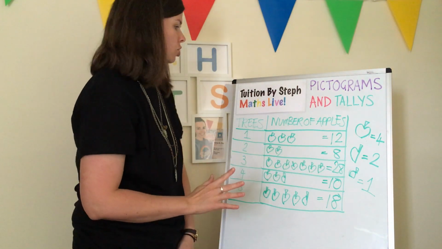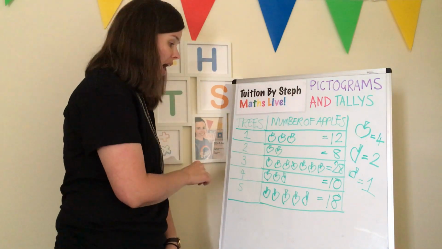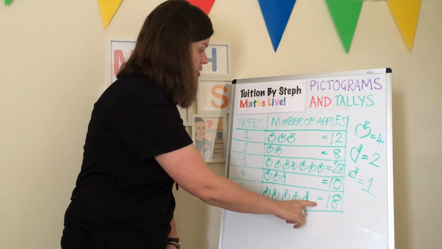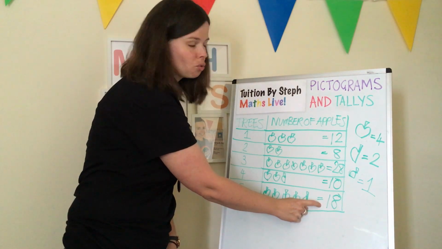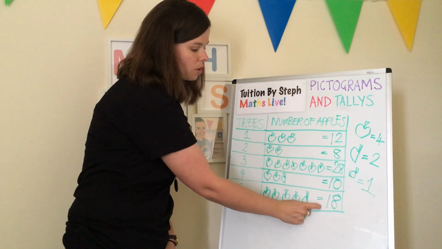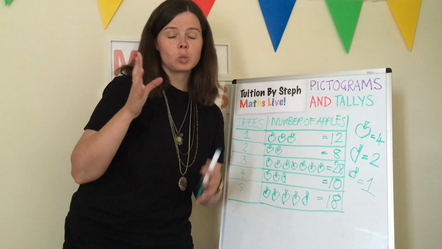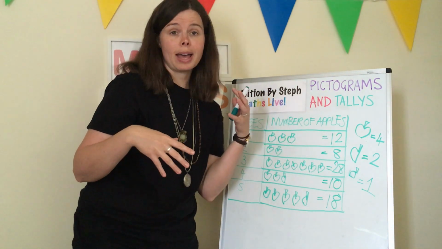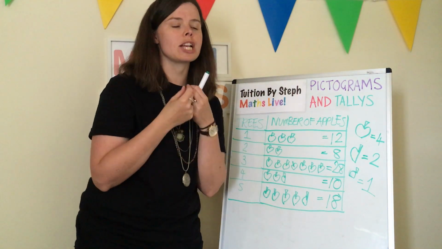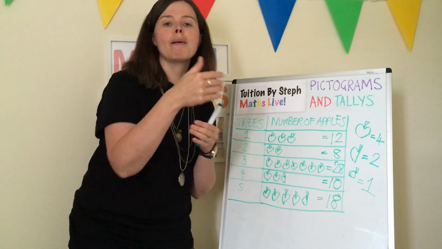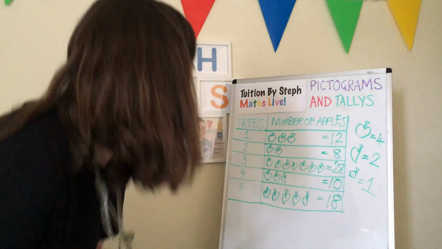You might be asked a question like, how many more apples did tree 5 grow than tree 1? So how many more grew on tree 5 than tree 1? Well, tree 5 grew 18, tree 1 grew 12. So what's the difference between 18 and 12? You could do 18 take away 12, or you could count up from 12 to 18. So that would be 6. There's always a question about how many more or how many less. So that's the comparison.